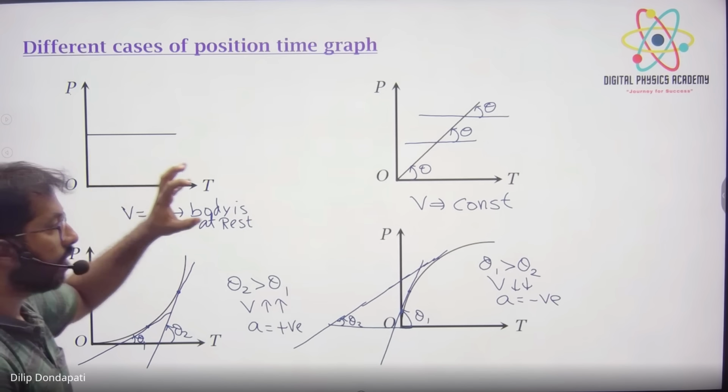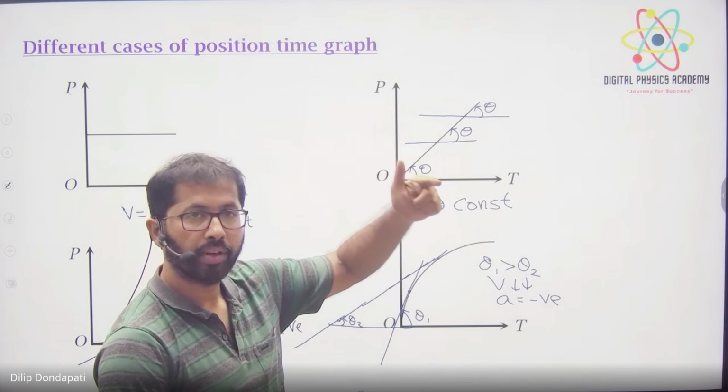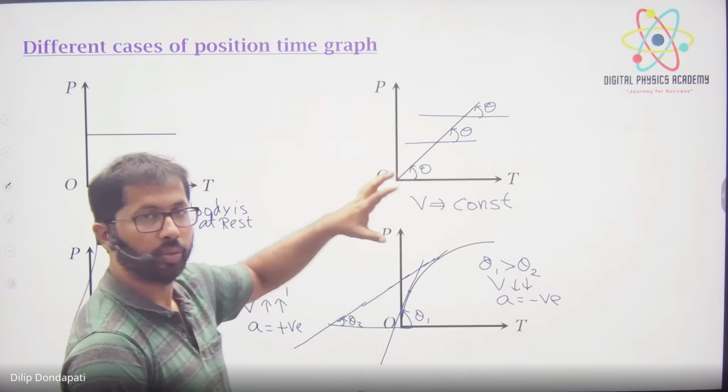So position time graph ko if you learn correctly, velocity time graph will be easy, acceleration time graph will be easy. इसका न्यूमेरिकल्स करने वाला है, understand?